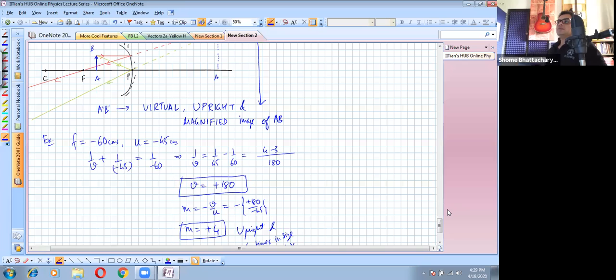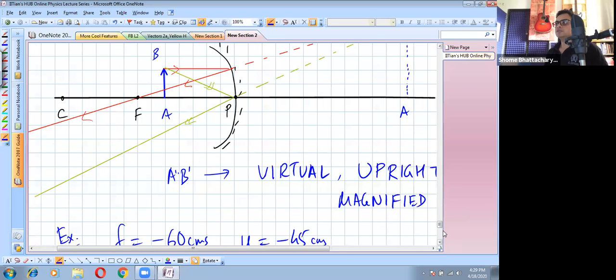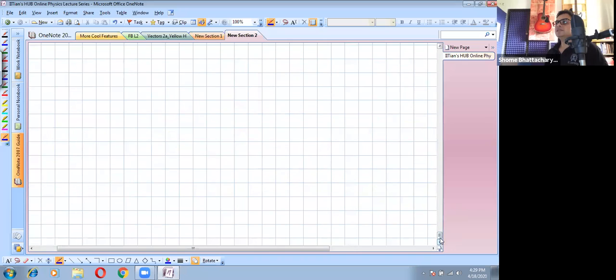Alright people, so this was the complete detailed analysis of the concave mirror for real objects. We will come back very shortly to the concave mirror for virtual objects also. But in the meantime, let us also understand the analysis for the, sorry, that was for concave, and now we are going to do for convex mirrors.